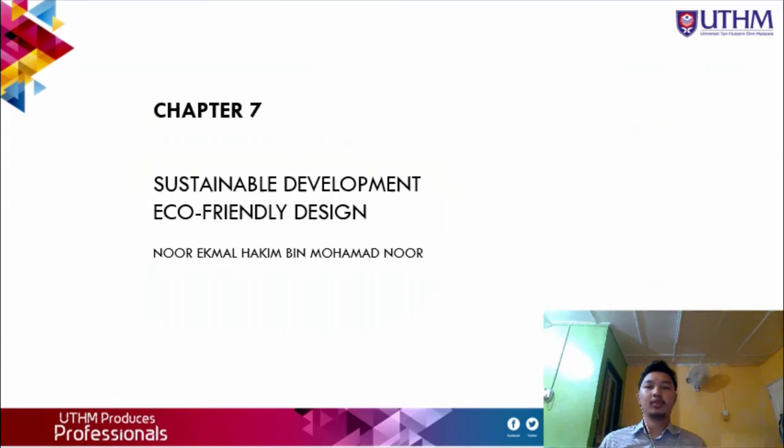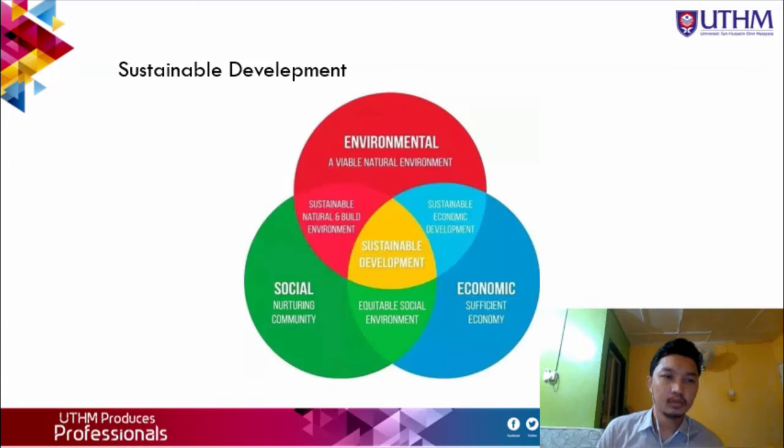For Chapter 7, sustainable development, eco-friendly design. Okay, for sustainable development, we have three main factors here, which are environmental, social, and economic. For the environmental, we have high quality and eco-friendly. For the economy, of course, we have a cheaper price than existing products.